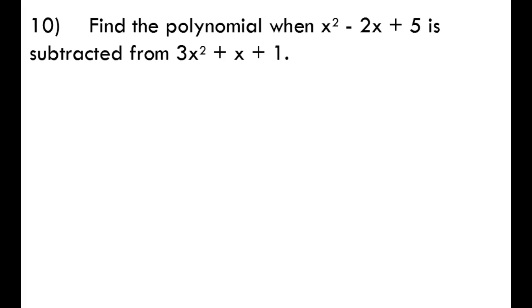We're going to do one last problem here, and you'll often find them written like this too, just to try to trick you one more way. It says find the polynomial when x squared minus 2x plus 5 is subtracted from, and that's a key word, 3x squared plus x plus 1. So it says subtracted from. That word from tells you where to start. So we're starting with this one.